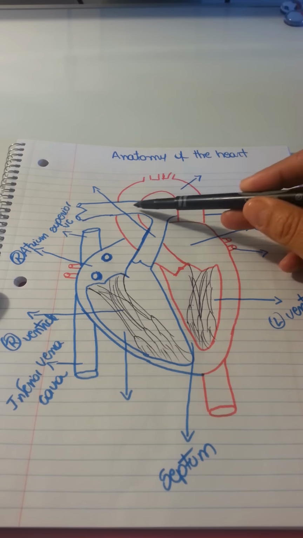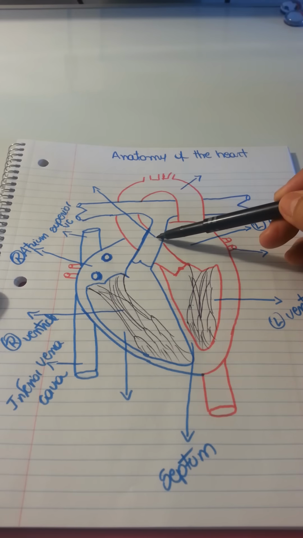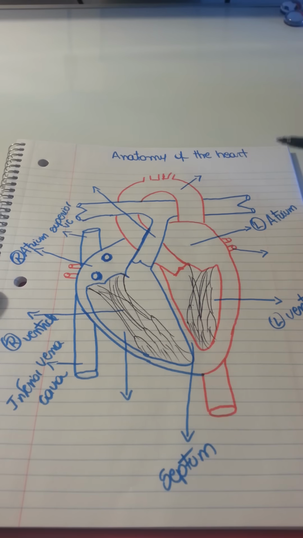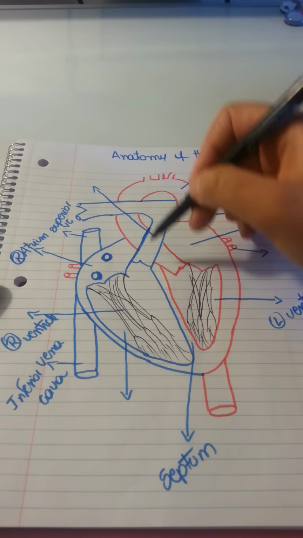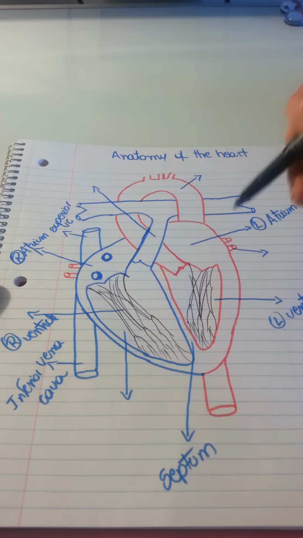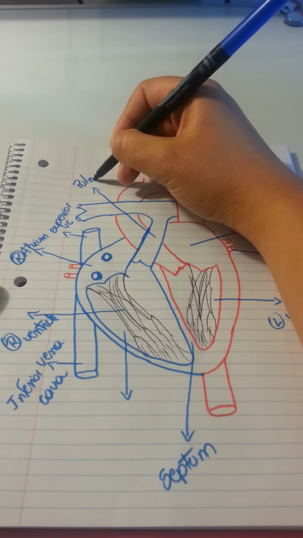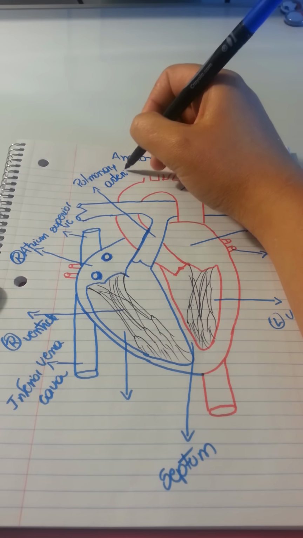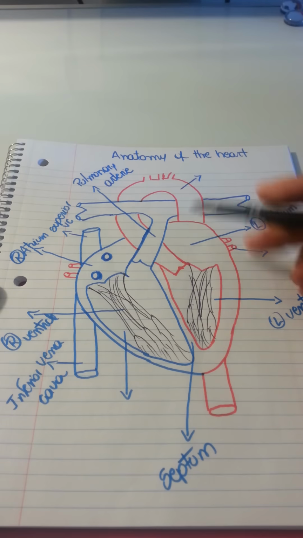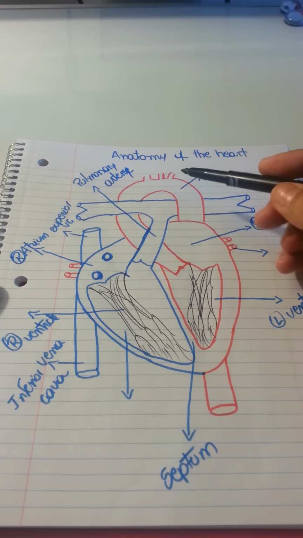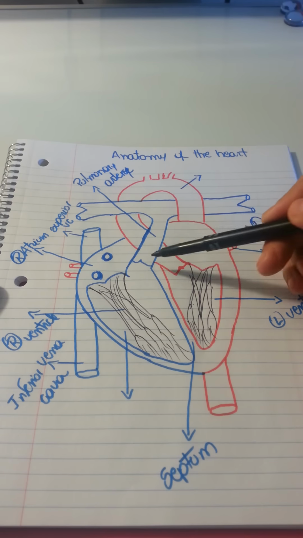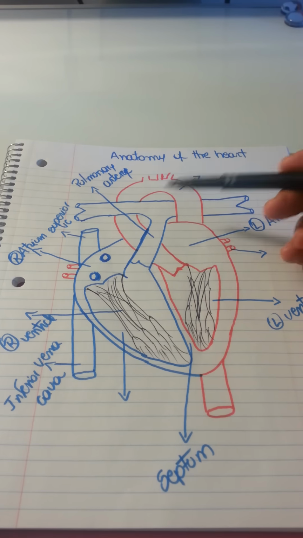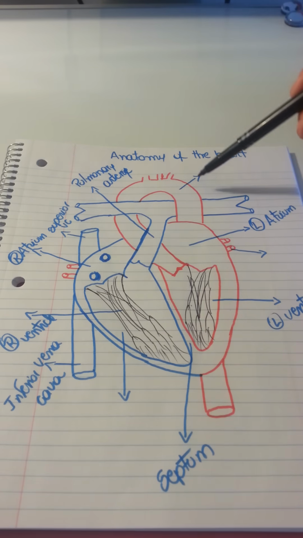This part right here, it's called the pulmonary trunk, but then it divides into right and left pulmonary arteries. So we'll call this whole part right here just pulmonary artery. Artery with a Y, sorry. And this is where the blood goes to the lungs to be recycled.